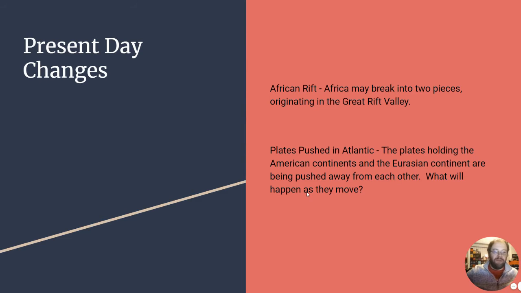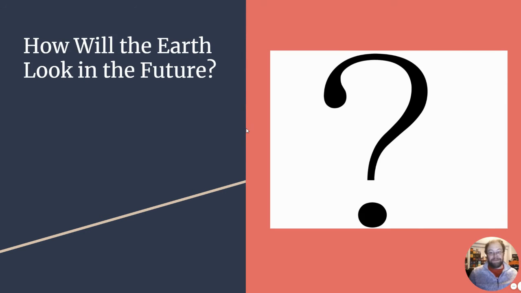Currently, there's a big rift in Africa, and it's possible that Africa may break into pieces coming from the Great Rift Valley. That is a plate rift, right? That plate might be breaking apart. And the plates that are pushing in the Atlantic, and they're holding the American continents and the Eurasian continents, they're being pushed away from each other, right? As they move, what's going to happen as those things go further and further away from each other? Eventually, they're going to smash into each other on the other side, right? So that's something that we have to watch.